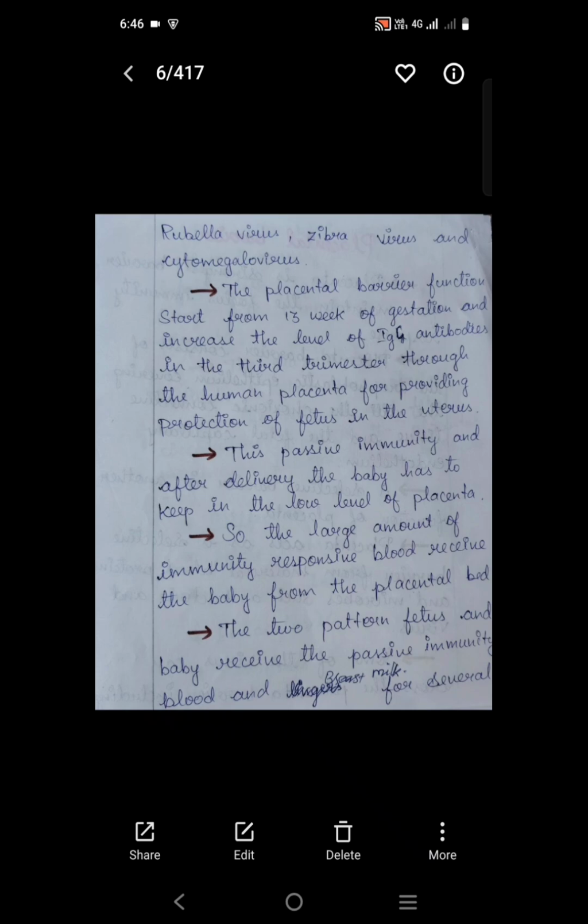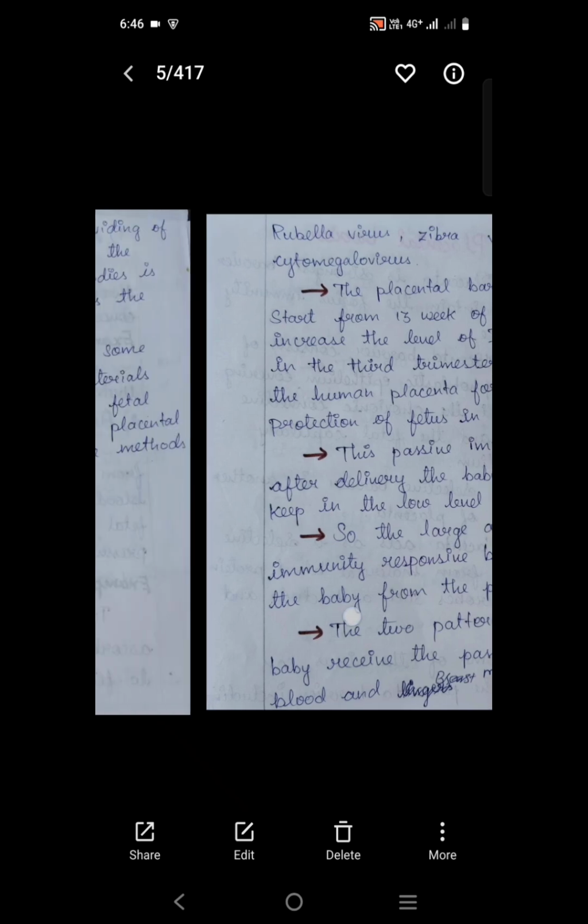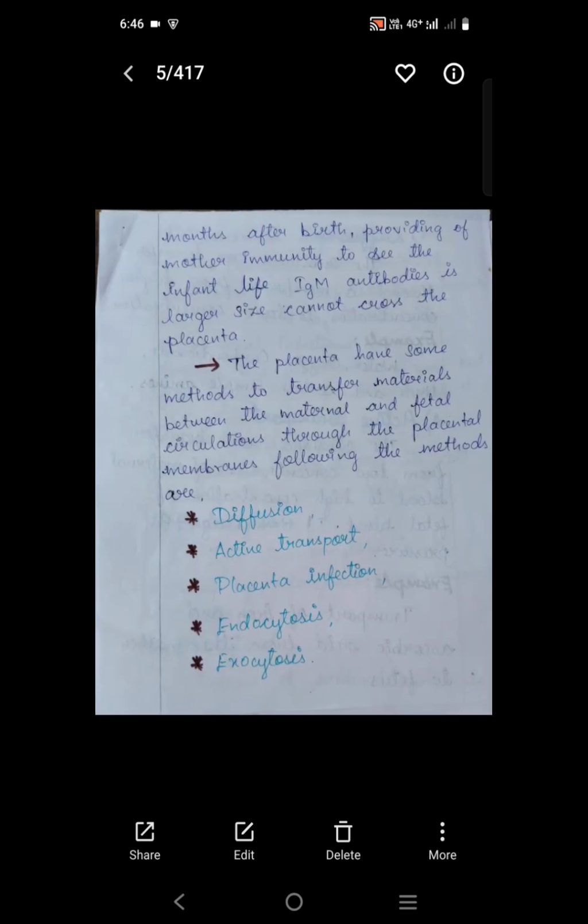The fetus and baby receive passive immunity in two ways. One is the blood. The other is breast milk, for several months. The nutrients and immunity received from the mother's blood and milk will protect the baby for about 3 to 4 months.